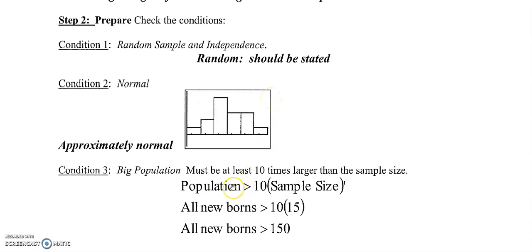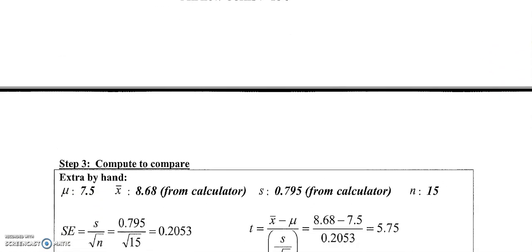And then condition 3, your population has to be greater than 10 times the sample size. Our population is all newborns. That is greater than 10 times 15, which is 150. Yes, there are more than 150 newborns. Then we go into our work.